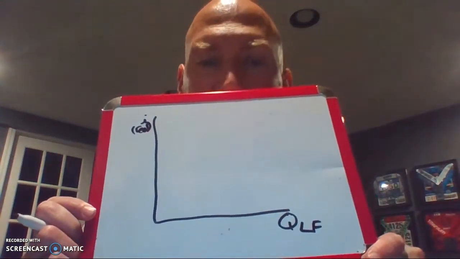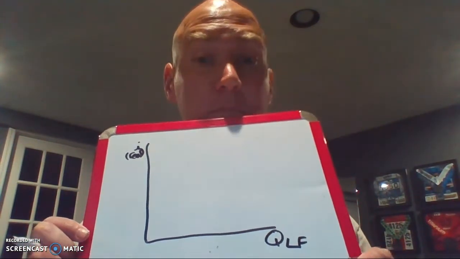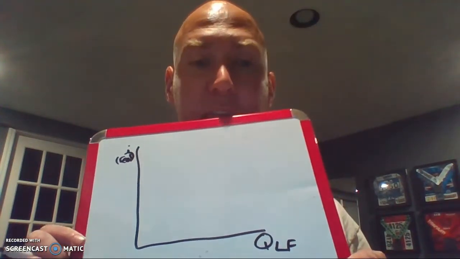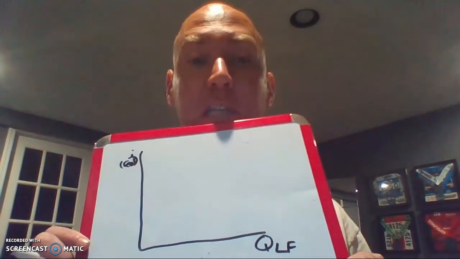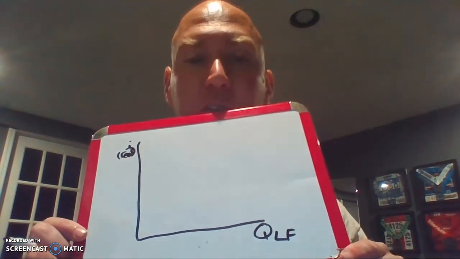So let me show you what the loanable funds market looks like. We'll start with the easy part. Quantity of loanable funds is your x-axis, and your y-axis is interest rates. In this case, it's real. Remember, in the money market, you're dealing with nominal interest rates. In the loanable funds market, you're dealing with real interest rates.